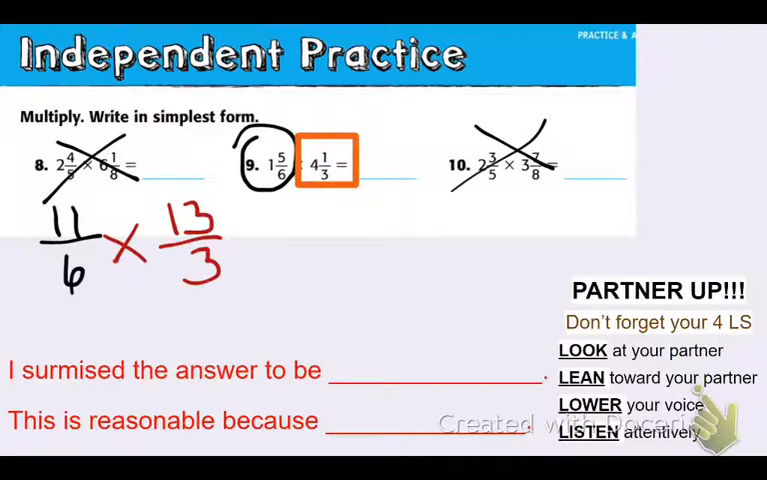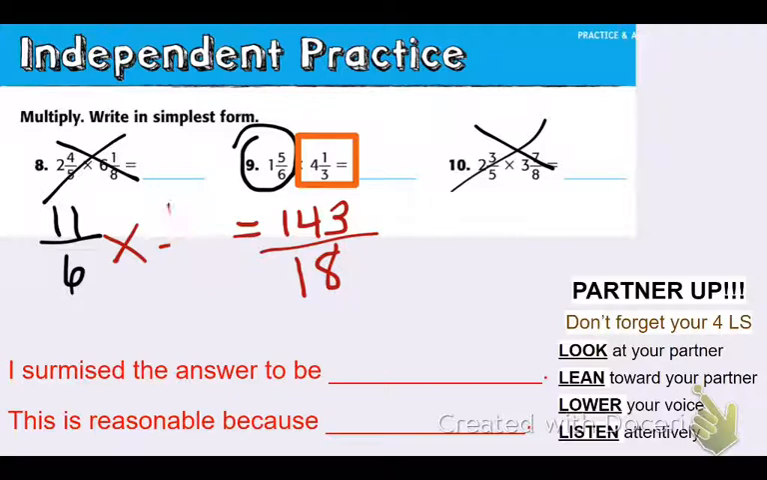Okay, now I can go ahead and do step 2, multiply the numerators. Well, I know 11 times 13 is 143. Step 3, multiply the denominators. 6 times 3 is 18. Now I can go ahead and simplify.